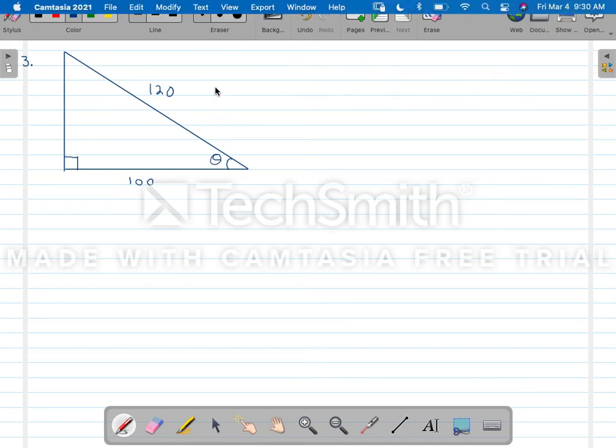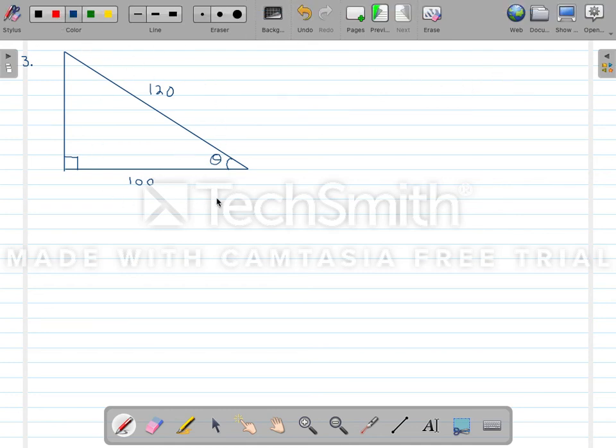So in this one, you're going to look at what you have. Hopefully we can go through this one quickly. This is my angle theta. I have my adjacent, and I have my hypotenuse. So which one of the SOHCAHTOA am I going to use? You got it. We're going to use our cos because we have our adjacent over a hypotenuse.